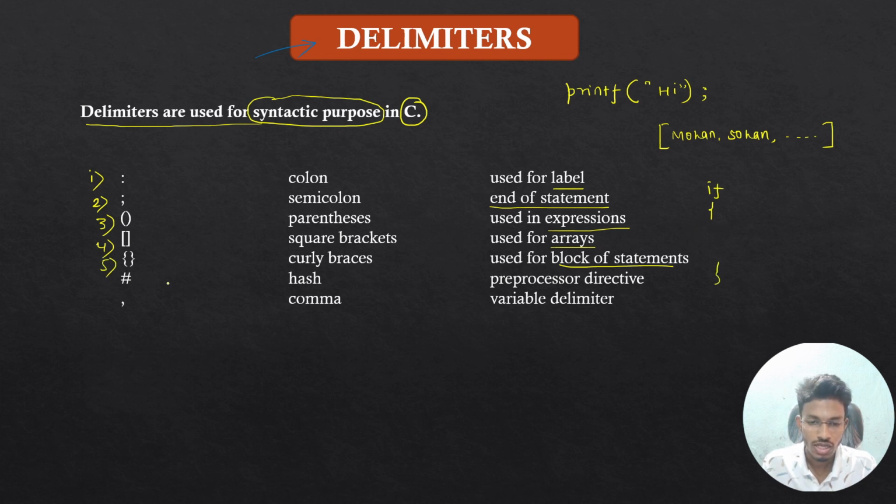The fifth one is the preprocessor directive, which we will be using throughout the program in the beginner phases. And this is the comma, which we use as a variable delimiter. Just try to memorize these points. Once we enter into programming and start using these delimiters, you will get hands-on experience of these things. So these are called delimiters.